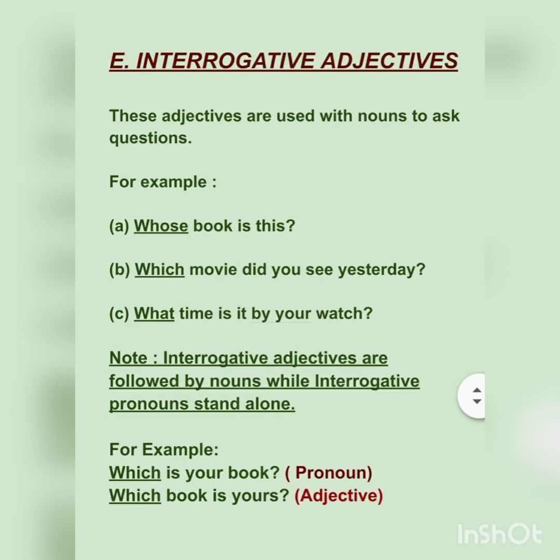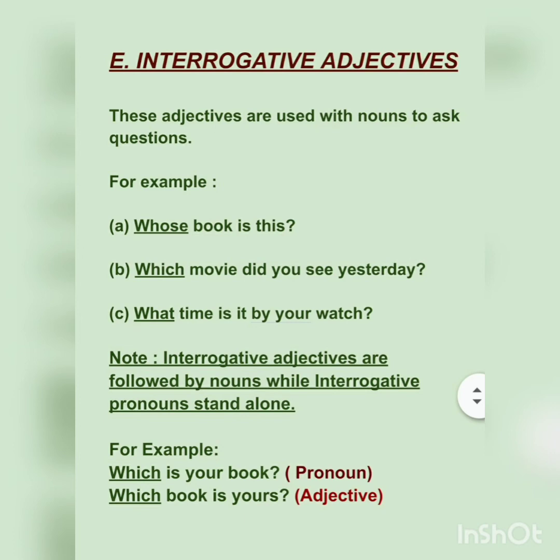Now again the same thing is there. Interrogative adjectives भी होते हैं और interrogative pronoun भी होते हैं. Now what will be the basic difference? The basic difference is interrogative adjectives are always followed by a noun or pronoun, while interrogative pronouns stand alone. कि interrogative adjectives के हमेशा बाद में क्या आएगा? Noun और pronoun, जबकि interrogative pronoun के बाद कुछ भी नहीं आएगा.